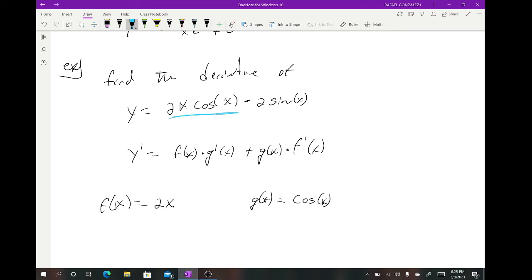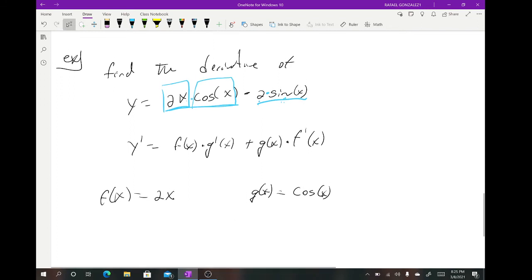One thing that I do need you to realize is this. Here, we use the product rule. We have two separate functions here being multiplied. We have 2x times cosine of x. Here, we don't need to use the product rule because this is just a constant multiple rule. This is a constant times a function. So we do not need to use the product rule on 2 times sine of x. It's unnecessary. But we do need it for the first part.